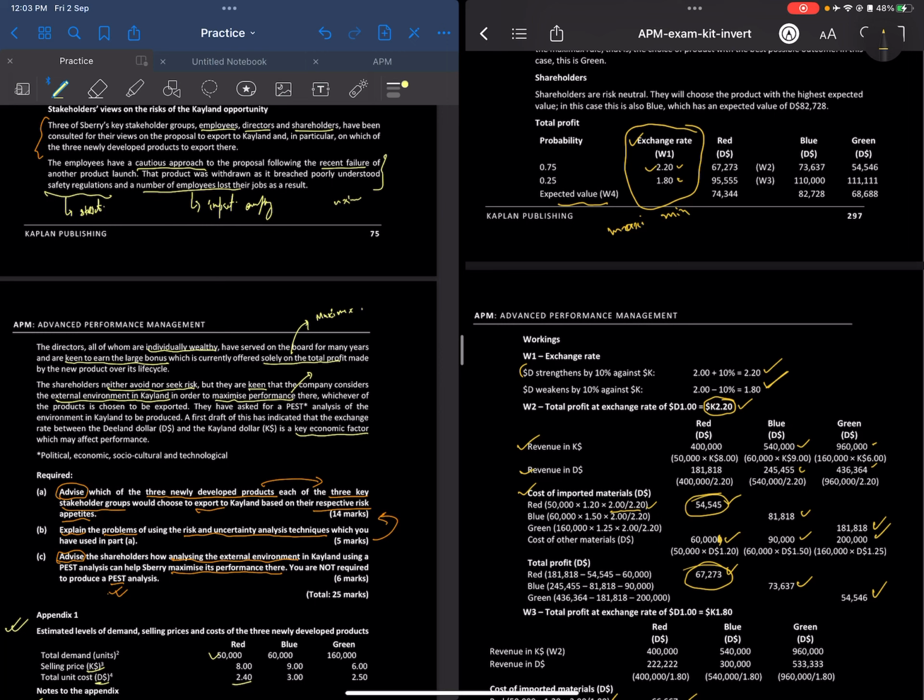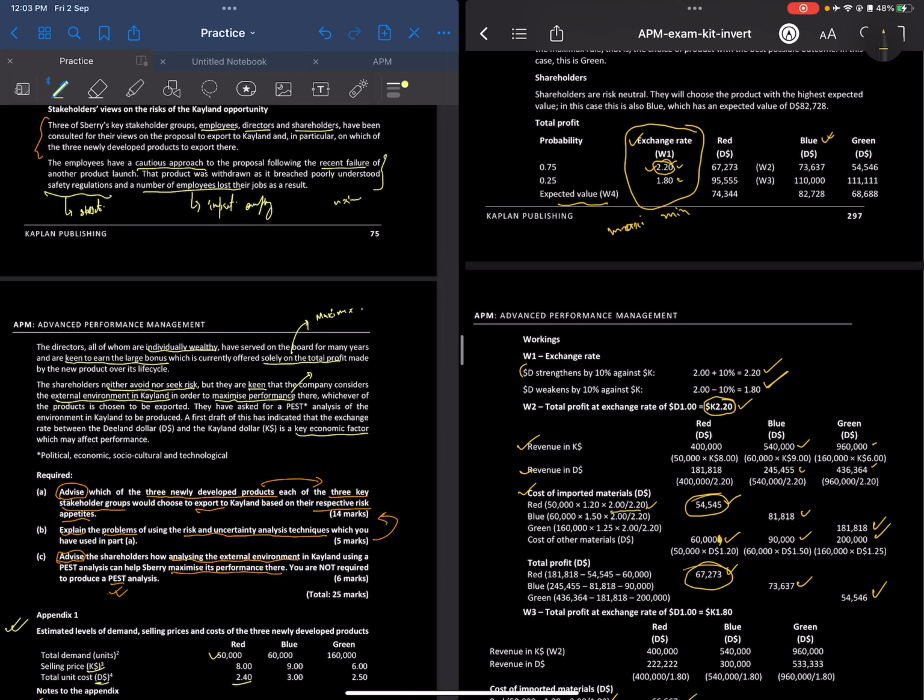So we will go with 2.2, and within that we choose the value of blue. We choose blue because that's the best among the worst. Among exchange rates, 2.2 is worse. And then blue is basically the best among it, right?